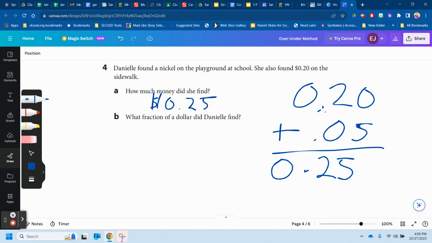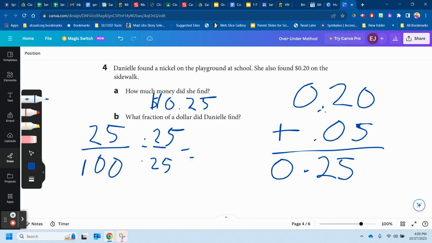0.25, and 25 over 100 is 1/4. We even call it a quarter. So if I divide them each by 25, they're both divisible by 25. 100 divided by 25 is 4. 25 divided by 25 is 1. So that would be 1/4.